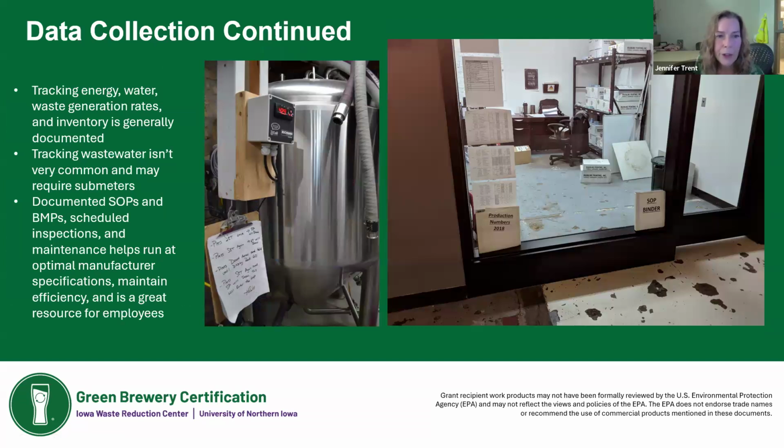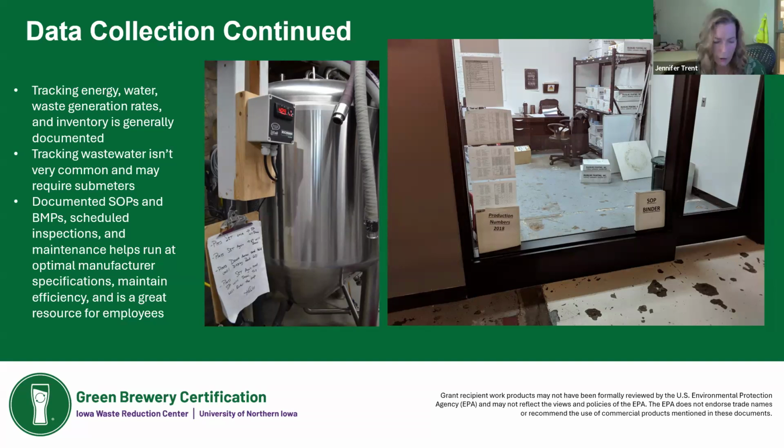Thank you. So the picture on the right is a brewery that has standard operating procedures for everything. You can see they have little SOP binders all over their brewery, which are really beneficial because, like I said before, it allows you to track maintenance, track scheduled filter changes on your HVAC, and come up with protocols for lighting and temperatures of the brewery. Basically, it keeps the brewery running efficiently. So, like I said, tracking wastewater isn't very common.